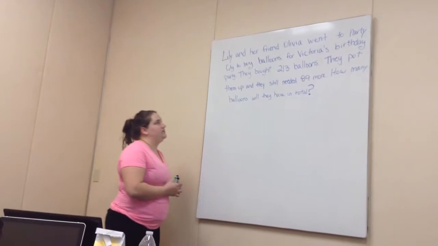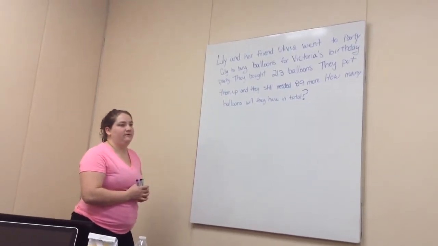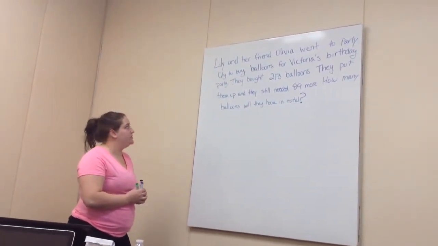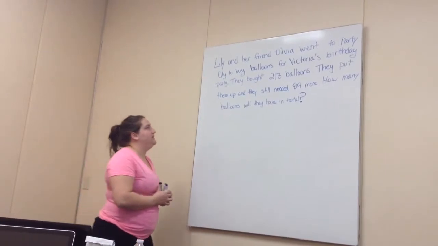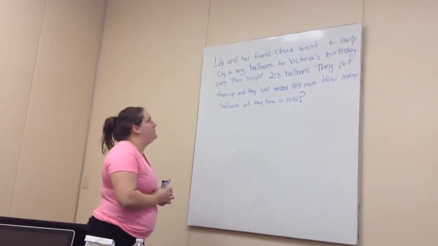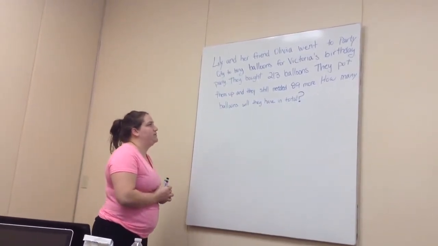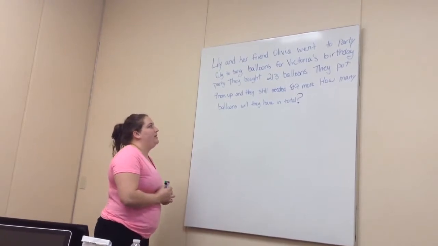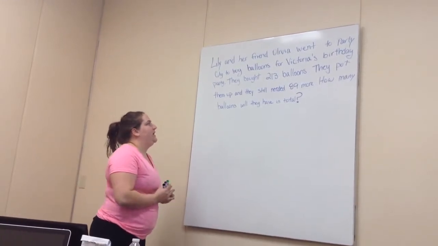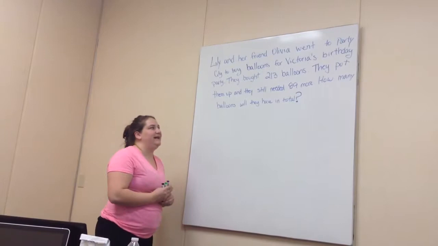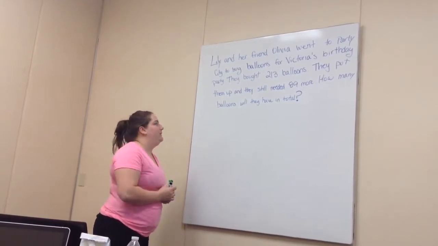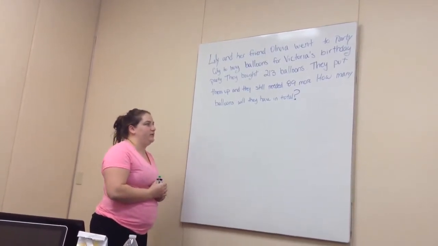Today we are going to do a problem with a place value approach. The word problem is: Lily and her friend Olivia went to Party City to buy balloons for Victoria's birthday party. They bought 213 balloons, they put them up and they still needed 89 more. How many balloons will they have in total?